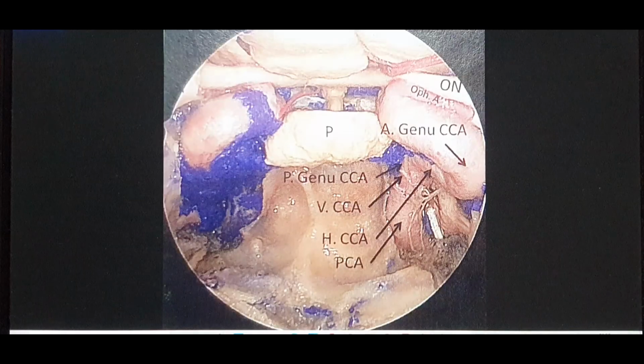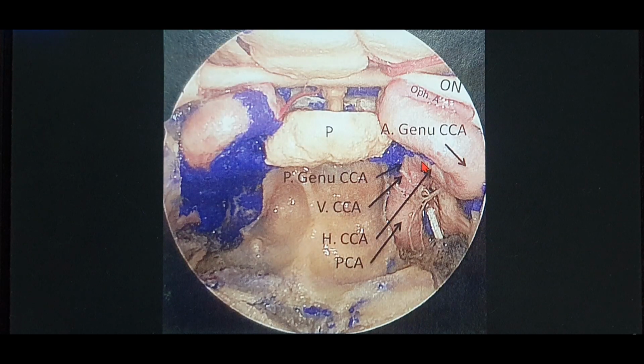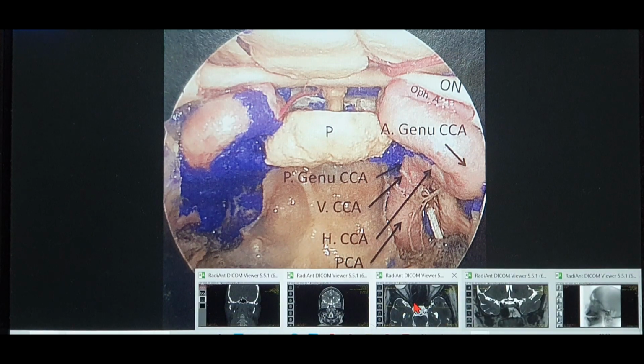Now I've shown you the figure right here. As you can see over here, this is the first posterior genu, that's the second anterior genu. So if you take a cut section on a coronal section, you will cut this artery in a coronal section. You will see one opening here, you will see one opening here. So these are the two flow voids which you see on the MRI scan. So that's a very simple logic.